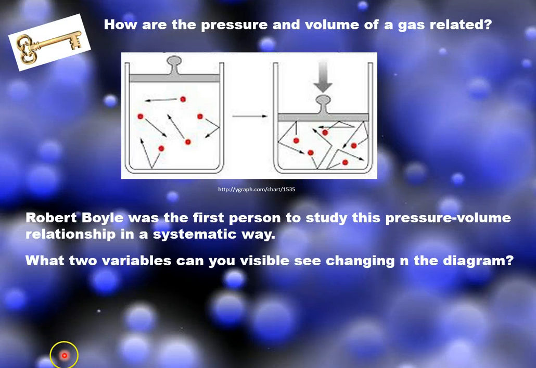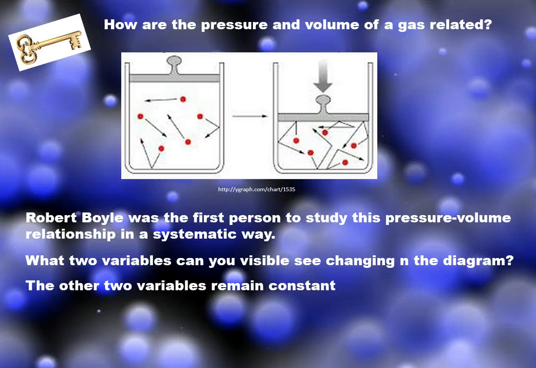What two variables can you visibly see changing in the diagram? The one that is very apparent is the size of the container, or the volume. And then the other one is the number of collisions. So take a look at how many collisions we see here. And then when you decrease the volume, you can see that you have many more collisions on the side of the container. The other two variables remain constant.